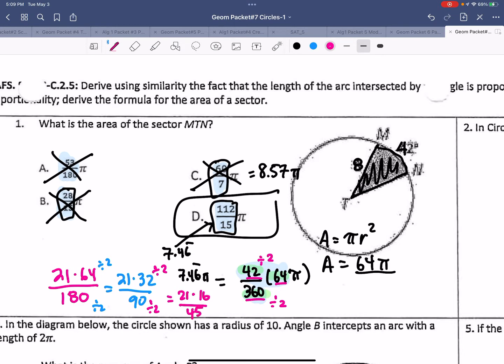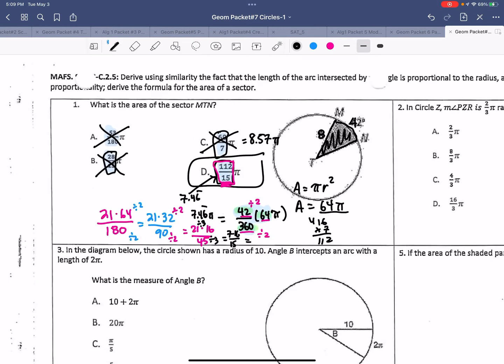And now you're starting to get close to this number. Notice 45 is 15 times 3. So if I divide by 3, and I can divide 21 by 3, I get 15 on the bottom. 21 divided by 3 is 7, so 7 times 16. Guess what? 7 times 16 is 112. So that's another way to get that answer, reducing fractions.